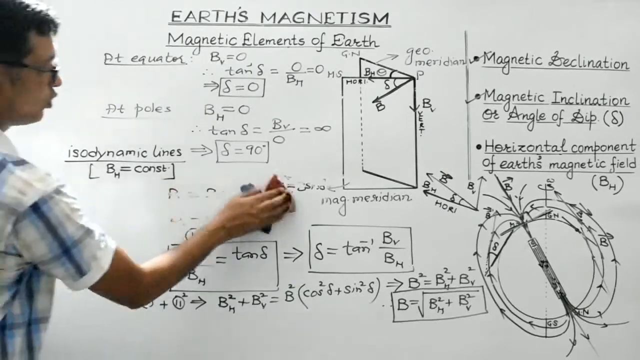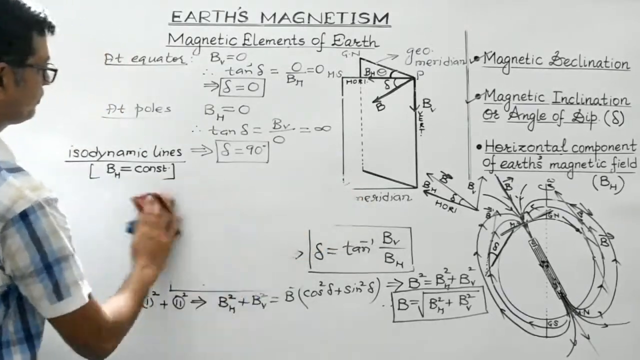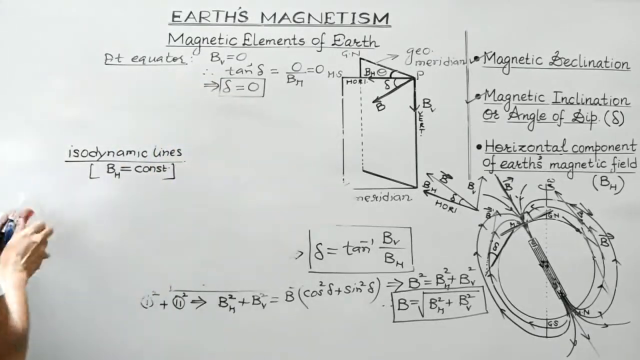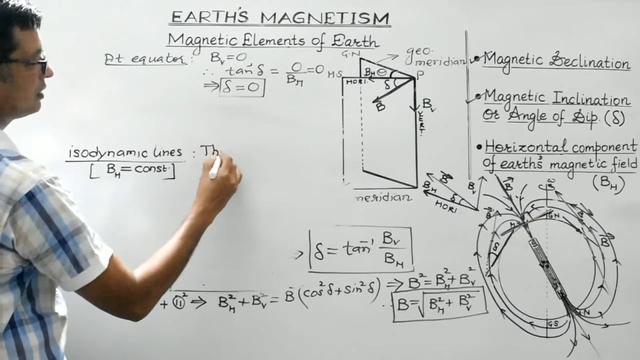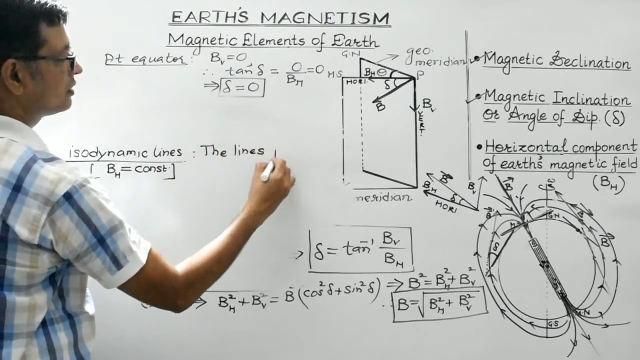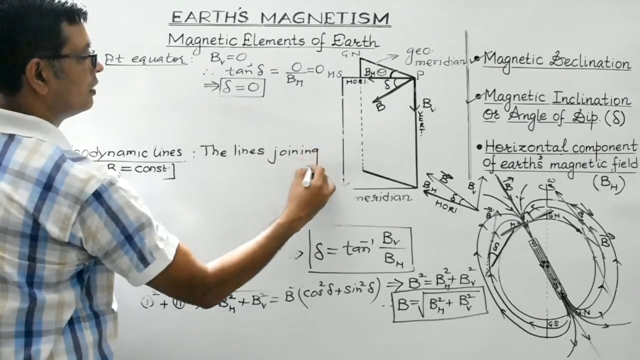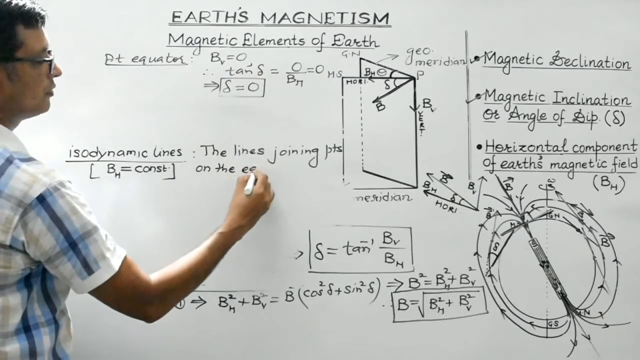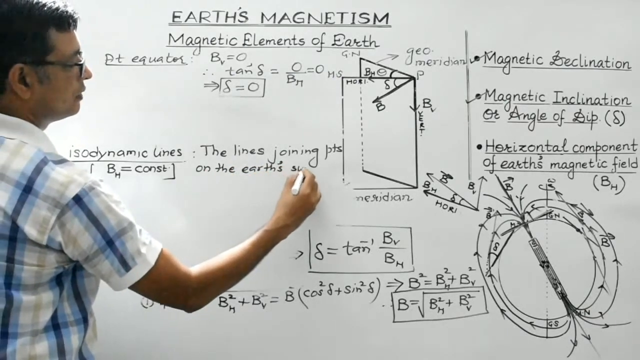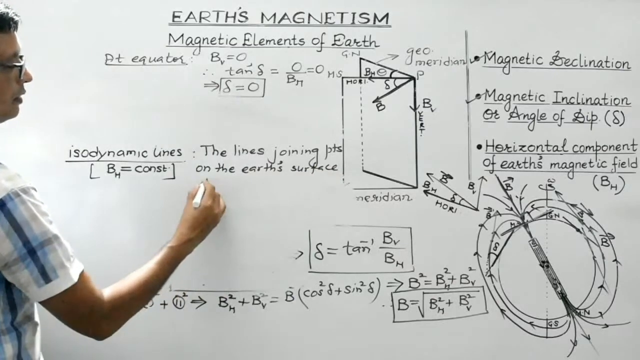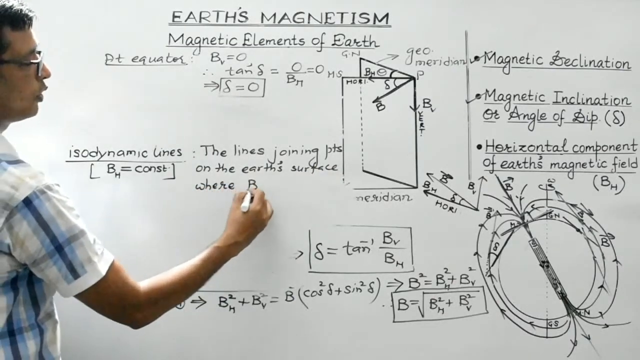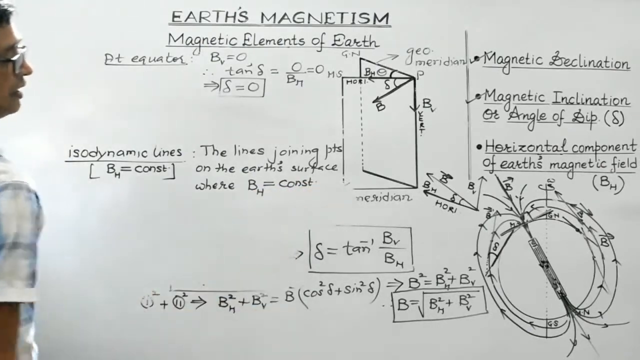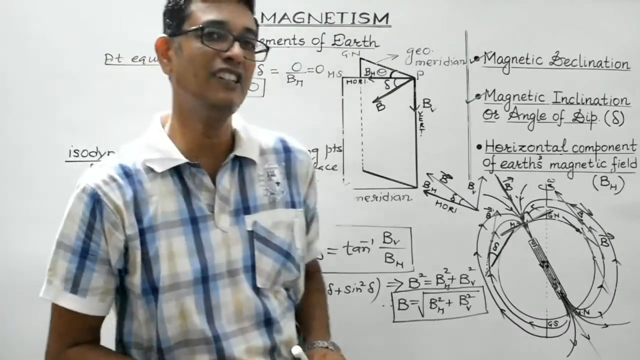Clear? Should I write the definition? Okay. So isodynamic lines are the lines, these are basically the magnetic lines joining points, obviously on the Earth's surface, where the horizontal component of Earth's magnetic field is constant or same. So that is how isodynamic lines are defined.